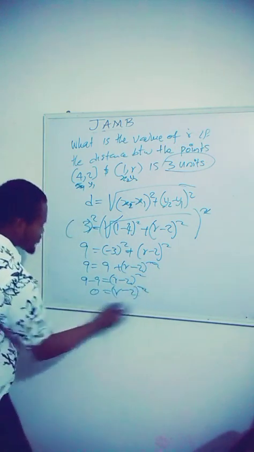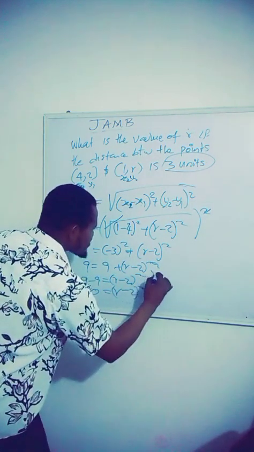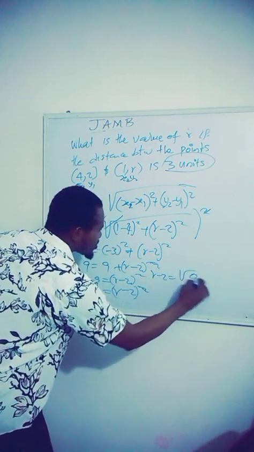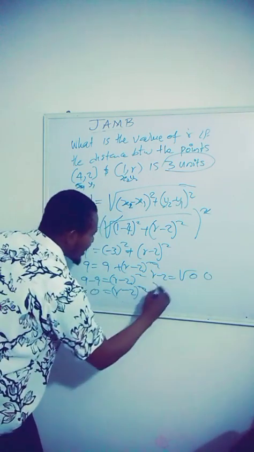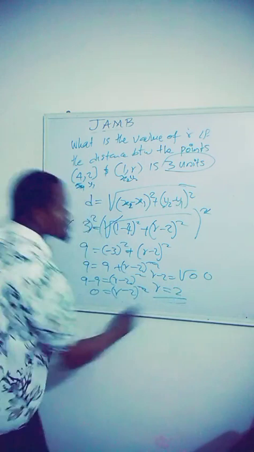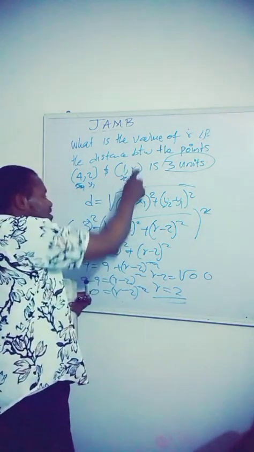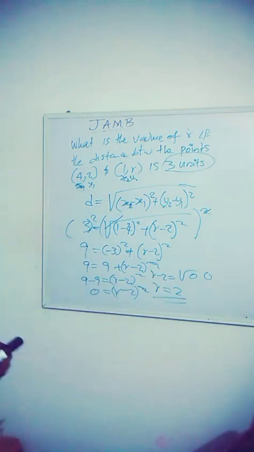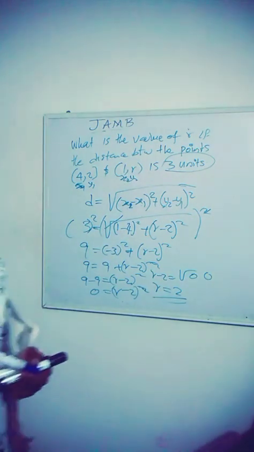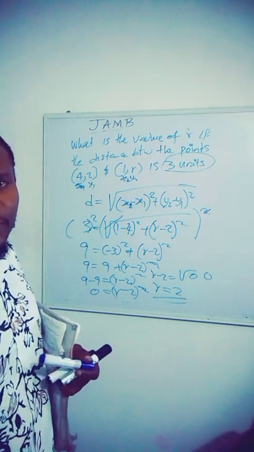When you find the square root of both sides, you have r minus 2 equals to square root of 0, which is 0. So r equals to 2. So you can also do it this way. So the value here is 2. I hope you got the flow. Repeat or continue.